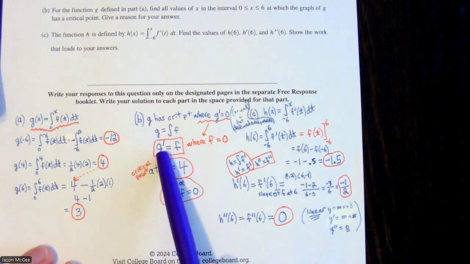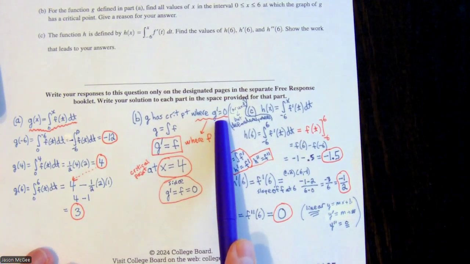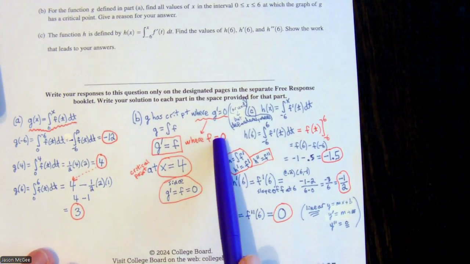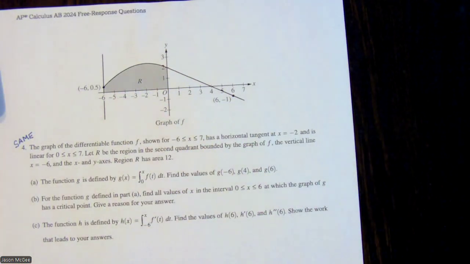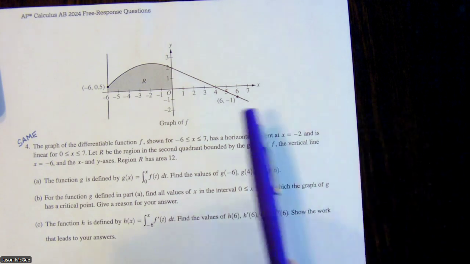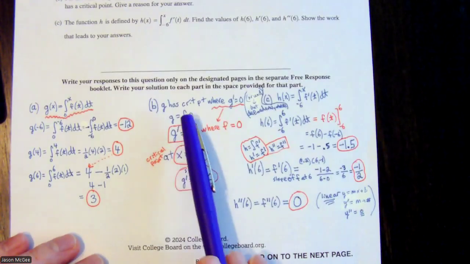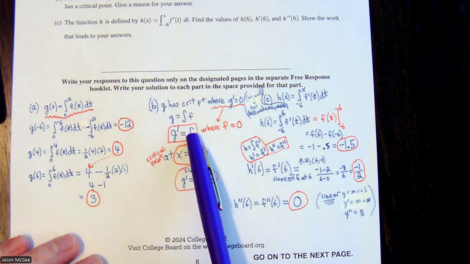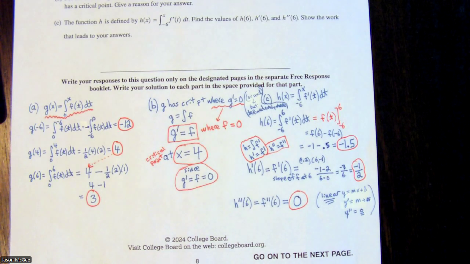And then the critical point is where g prime is equal to 0. So since g prime is equal to f, if I want to know where the derivative is equal to 0, that's where f is equal to 0. So you're just looking at this f graph and thinking, where does it have a 0? Where does it cross the x-axis right there? And so that's at x equals 4. So knowing that g prime, the derivative of that integral, is equal to f, x is equal to 4 right there.